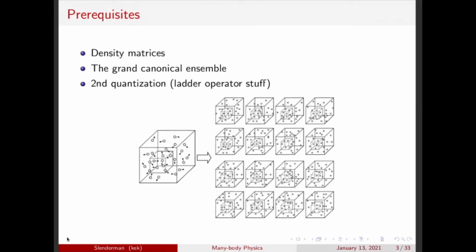Okay, so some of the prerequisites for this course are here. Basically, I'm going to assume you know about density matrices, the grand canonical ensemble, and you're somewhat familiar with second quantization approaches in quantum mechanics. So ladder operator stuff. Here's a little picture of the grand canonical ensemble.